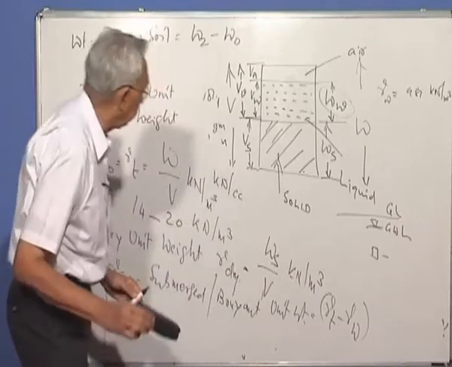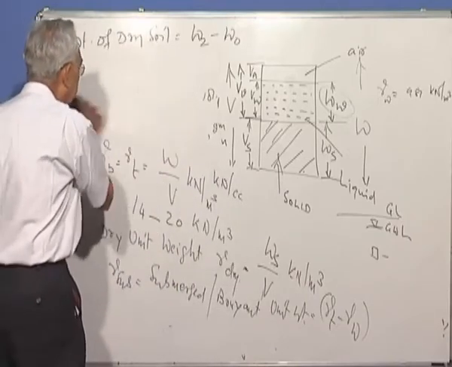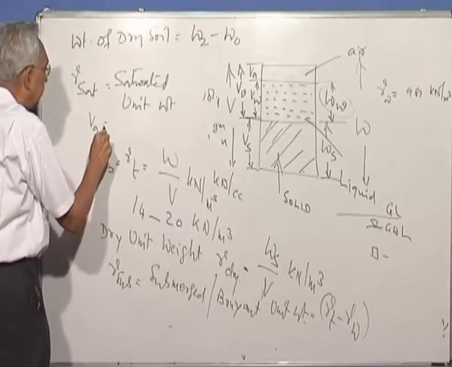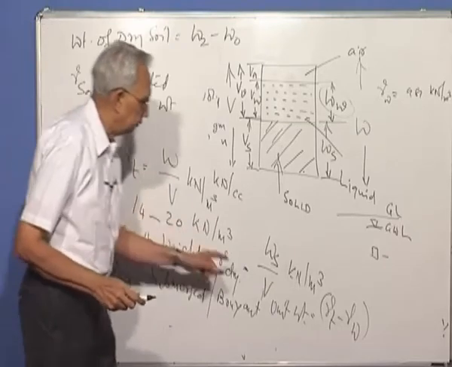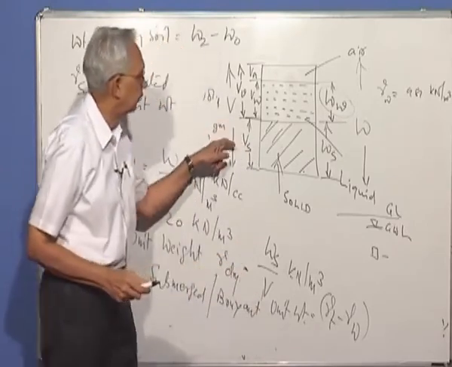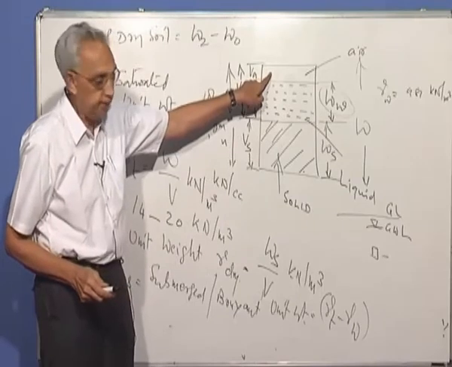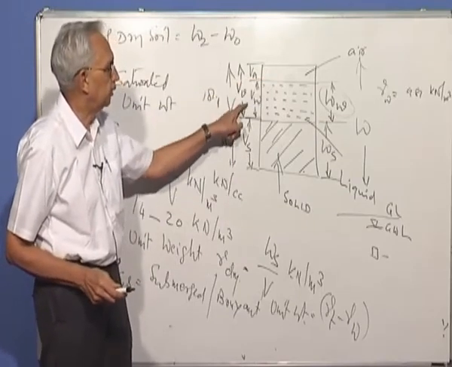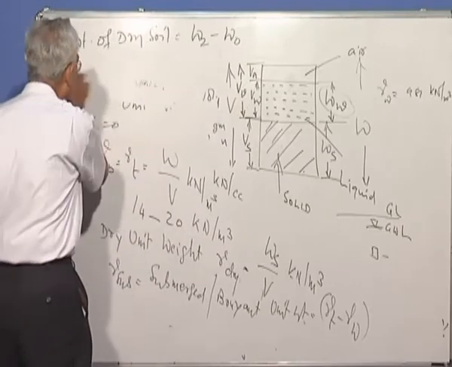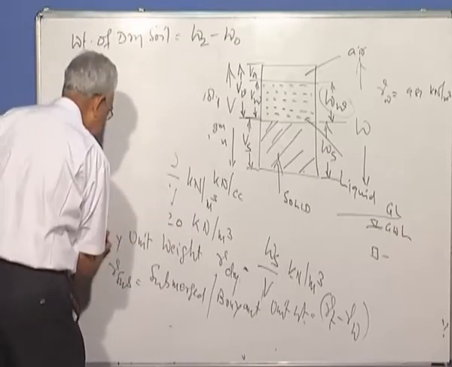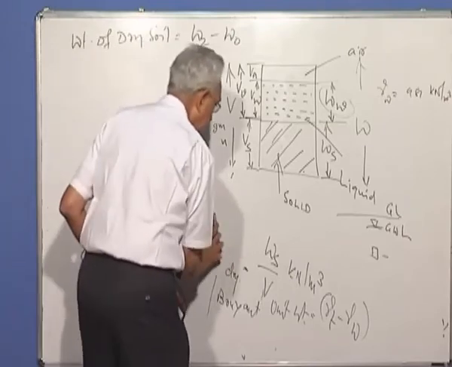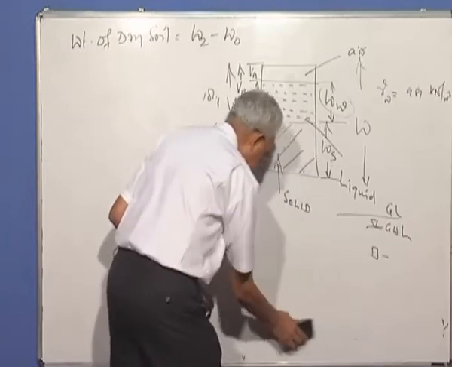We also define one more term called the saturated unit weight. When VA is equal to 0, because the volume of air is 0, the total volume V is nothing but the sum of volume of solids plus volume of water. There are several interrelationships again between these different weights. Let's see how we can combine them or show what is the relationship.